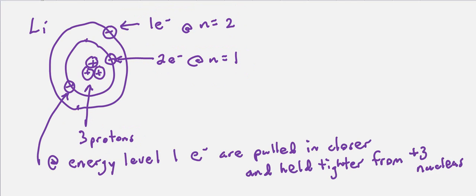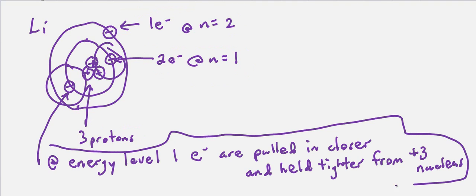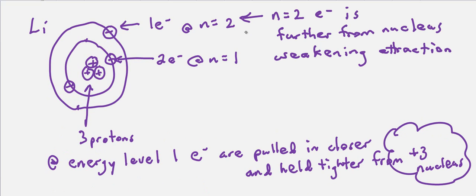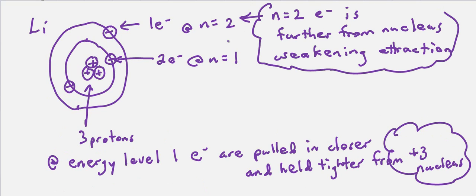In our lithium atom, we have 2 electrons that are at energy level 1. Those 2 electrons at energy level 1 are pulled in even closer and held tighter in lithium than they were in helium and hydrogen because we now have a charge of +3 in the nucleus. So that's pulling very tightly on the negative charges in the level 1 electrons. Whereas if we look at our n equals 2 electron at the second energy level, this electron is now further away from the nucleus, and because the electron is further from the nucleus, that's going to weaken the attractive force between the nucleus and the electron.